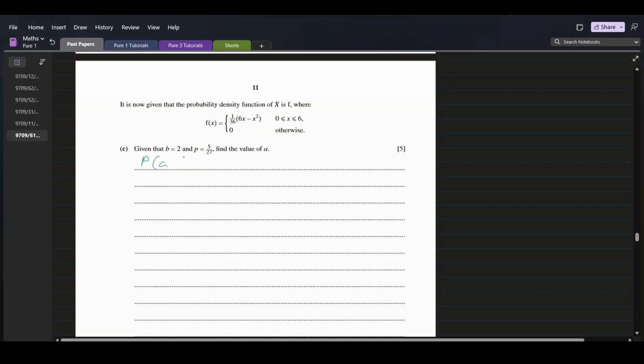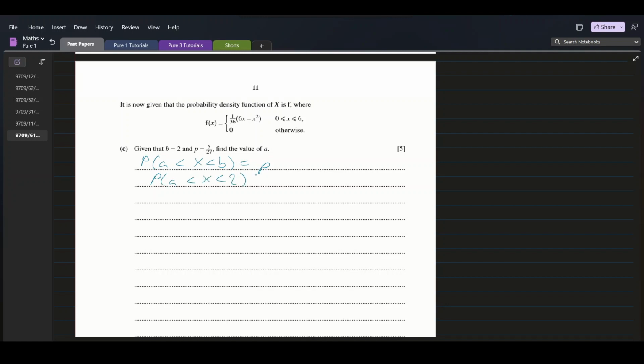The probability that x is between a and b is equal to p. So we know that b is 2 and p is 5 over 27, and to get the probability that x is between a and 2, we can integrate with a as the lower limit and 2 as the upper limit. Let's put 1 over 36 outside, and this is 6x minus x squared with respect to x, equal to 5 over 27. So if we integrate, that's 6x squared over 2, which gives us 3x squared, minus x cubed over 3. There should be a 1 over 36 here. And our limits are from a to 2. This is equal to 5 over 27.